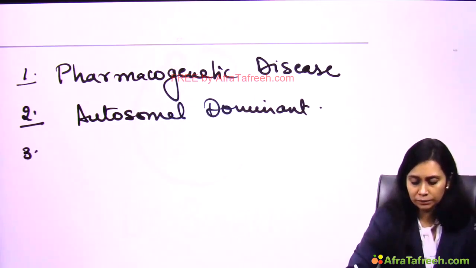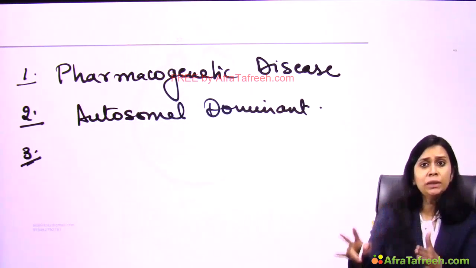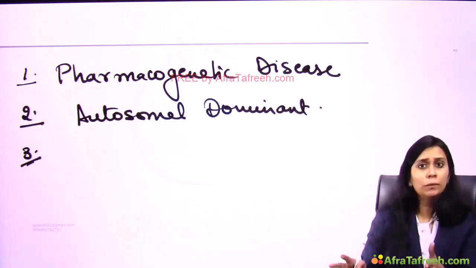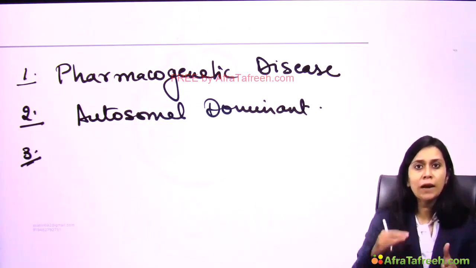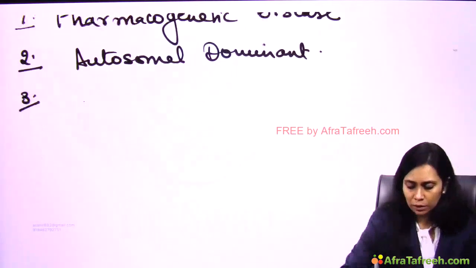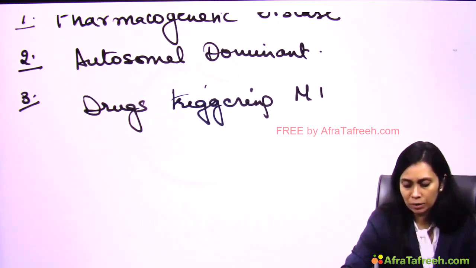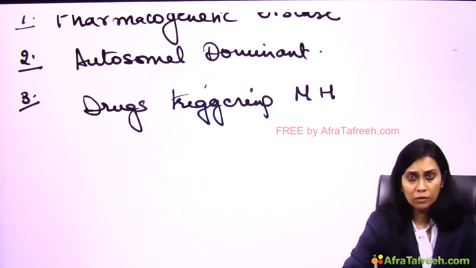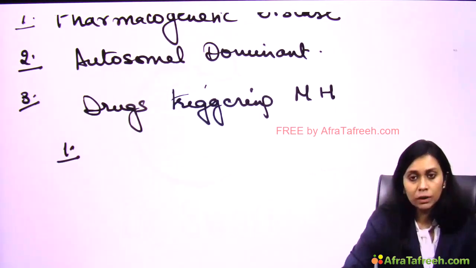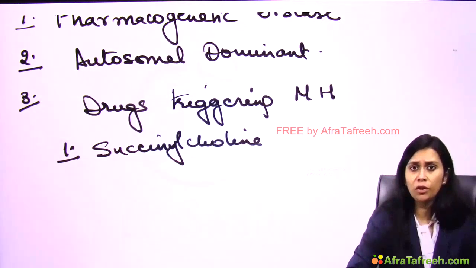Okay, third. Guys, drugs triggering this gene. This gene, present even in autosomal dominant form, would not be active until and unless we have exposure to these drugs. So what are the drugs which trigger malignant hyperthermia? I'm writing MH for malignant hyperthermia from now onwards. Okay. Number 1, succinylcholine, a depolarizing neuromuscular blocker, which I will discuss in neuromuscular blockers. Most potent trigger of malignant hyperthermia.